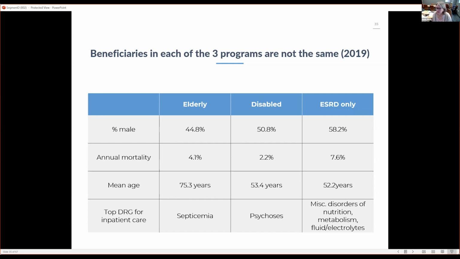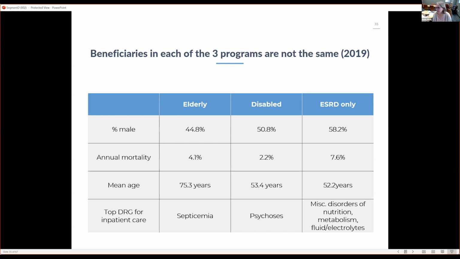So with the elderly, as we've talked about before, there's a predominance of women, 55% female. The annual mortality for the elderly is about 4%. The mean age of our older population is 75 years. And interestingly, the top DRG for inpatient care is septicemia, so an infection.